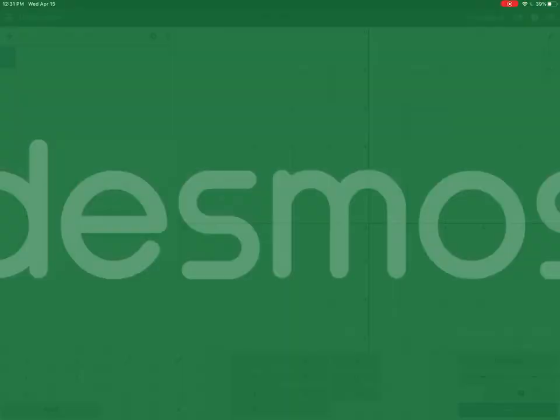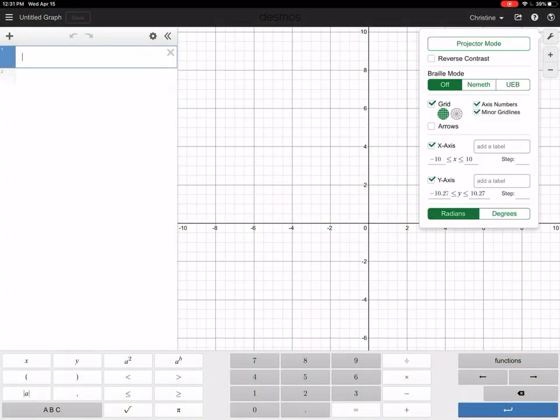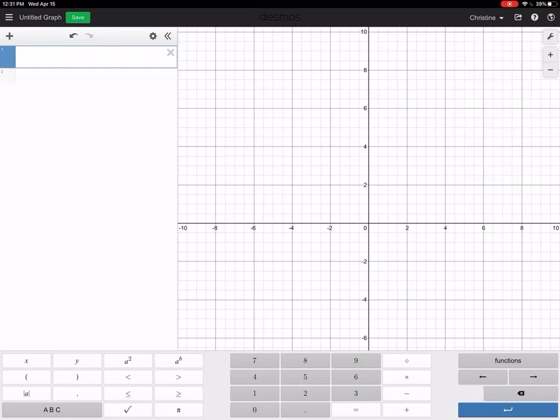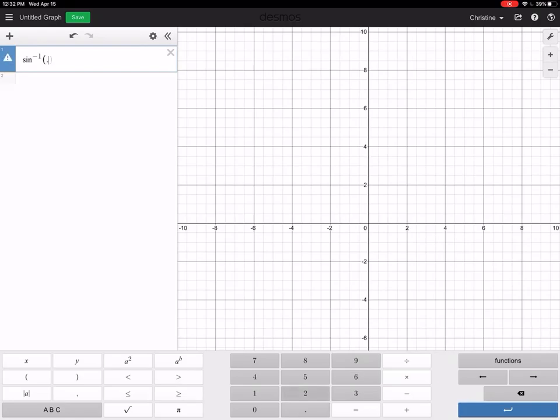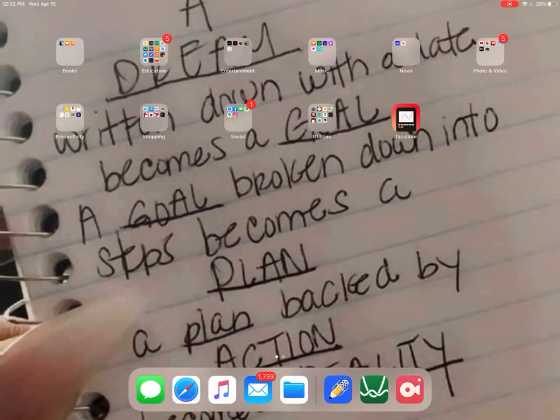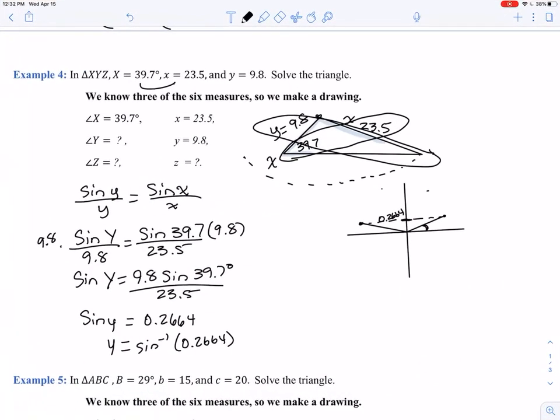Let me just wait for that to open. I'm going to make sure I'm in degrees here, and then I'm just going to do sine inverse of 0.2664, and you see here that we get a value of 15.45, so 15.5 degrees. Now remember that sine inverse is defined in quadrants 1 and 4, so this is 15.4 degrees. Well, we'll just say 5. No, I think it was 4. Okay, so we're going to say 15.4 degrees here.